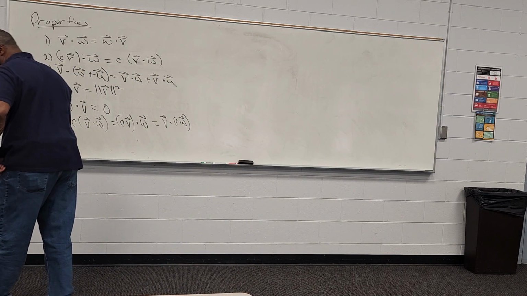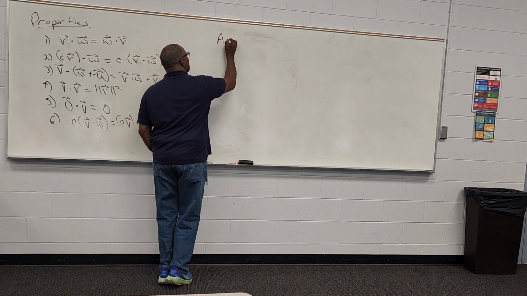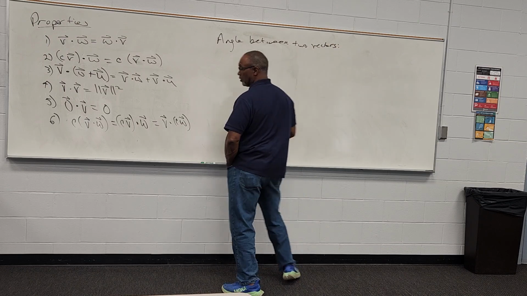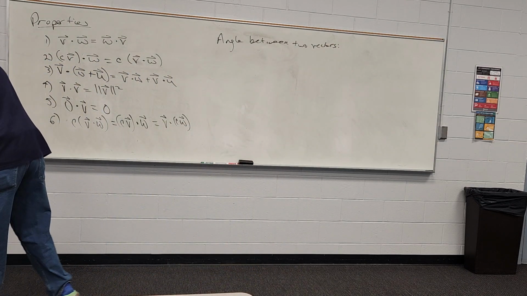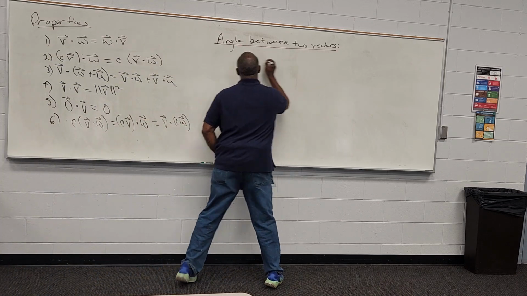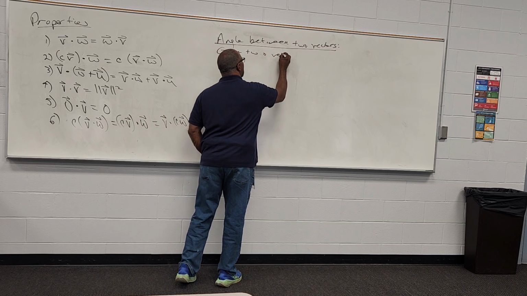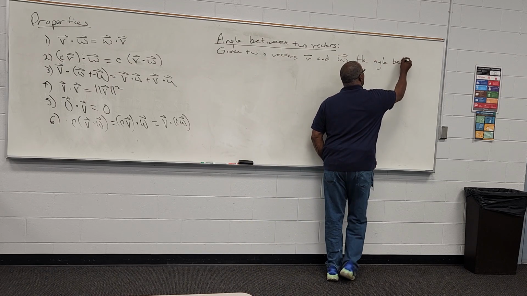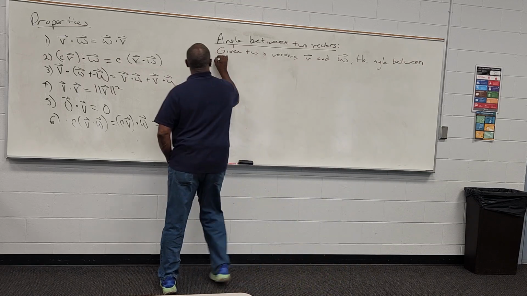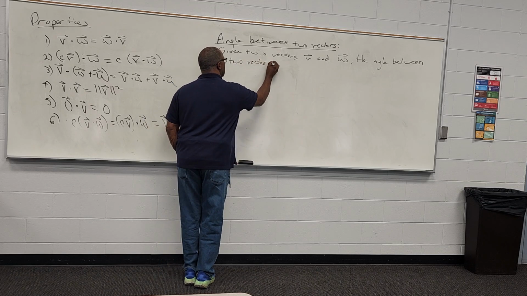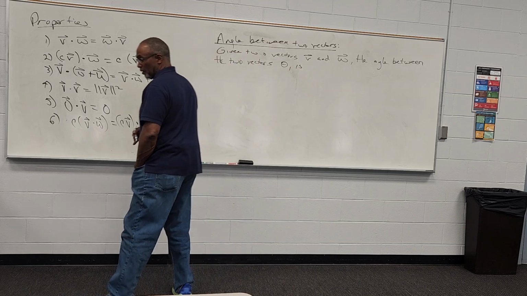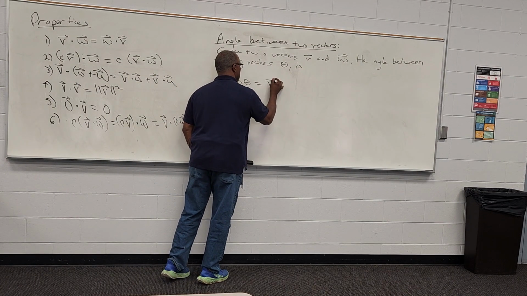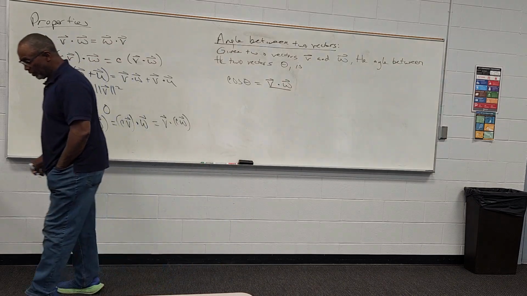Well, I can also use this dot product idea to find the angle between two vectors. This dot product can help me find the angle between two vectors. So given two vectors v and w, the angle between the two vectors, theta, is, well, they say that the cosine of theta is v dot w divided by the norm of v times the norm of w.